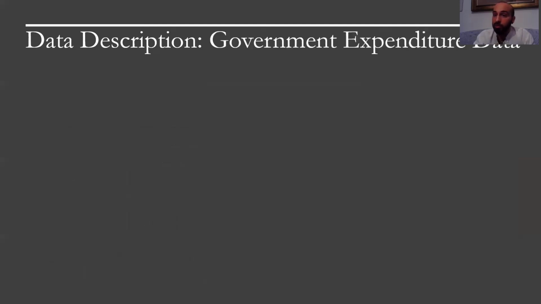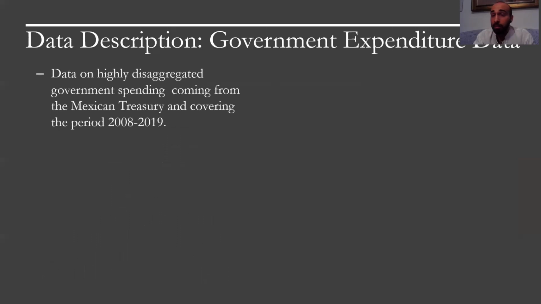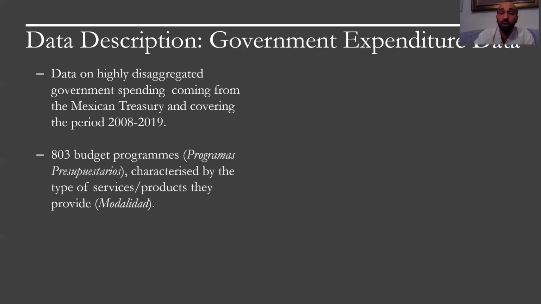Then we have the government expenditure data. As I mentioned before, this is highly disaggregated data on government spending that comes from the Mexican Treasury and that covers the same time period as the development indicators data, so from 2008 to 2019. We have information on 803 budget programs, or in Spanish, programas presupuestarios, that are characterized by the type of services or products they provide, their modalidad.